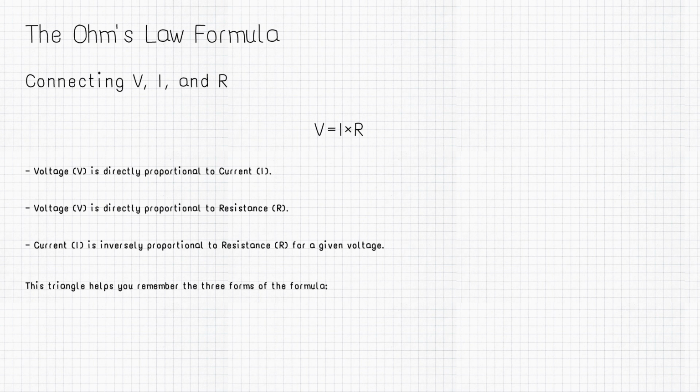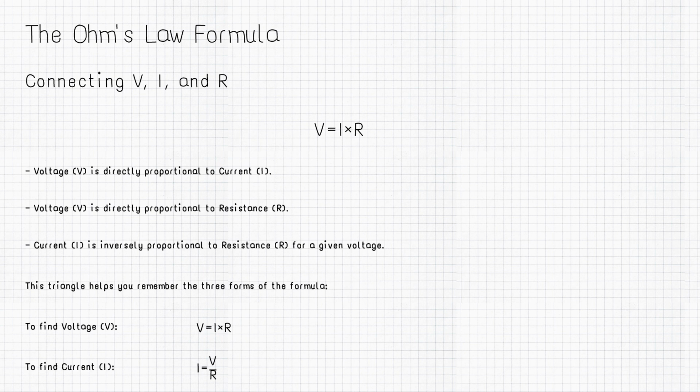The triangle helps you quickly recall how to rearrange the formula. It's a handy trick for solving circuit problems on the fly. To find the voltage, you would multiply the current by the resistance. So, voltage equals current times resistance.